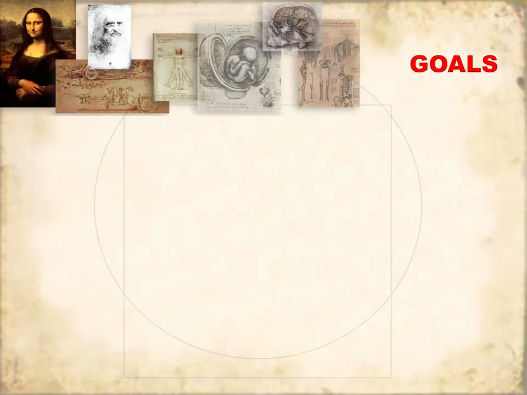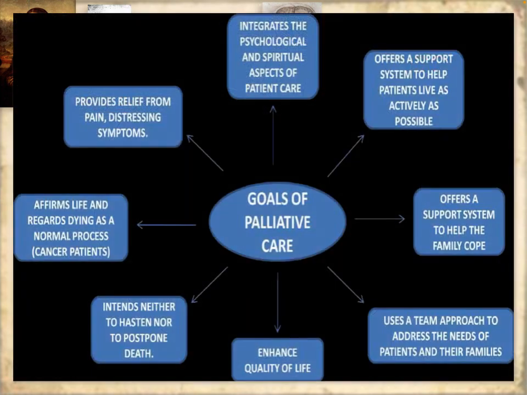Coming to the goals of palliative care, there are 8 goals. Starting with integrating the psychological and spiritual aspects of patient care, offering a support system to help patients live as actively as possible, offering a support system to help the family cope, using a team approach to address the needs of patients and their families, enhancing quality of life, intending neither to hasten nor postpone death, affirming life and regarding dying as a normal process, and providing relief from pain, distress, and other symptoms.